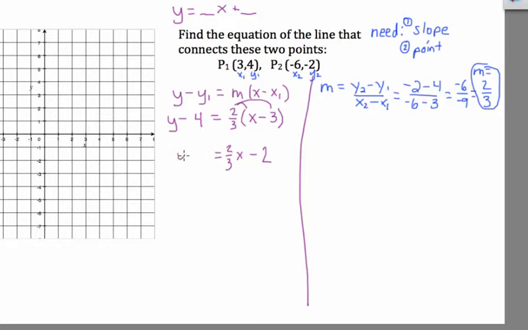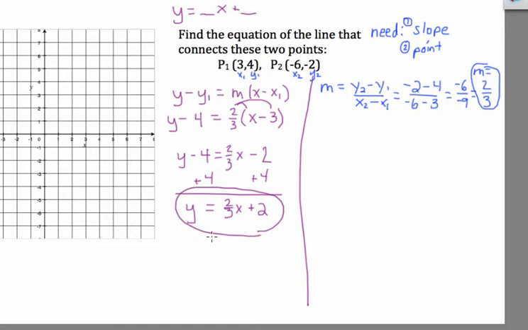And then on the other side, you still have y minus 4. We're almost there. We almost have y equals mx plus b. We've got to get rid of this minus 4. So we'll add it to both sides. Negative 4 and positive 4 cancel. So you have y equals 2/3 x. Negative 2 and positive 4 makes a plus 2. There's the equation of our line. y equals 2/3 x plus 2.